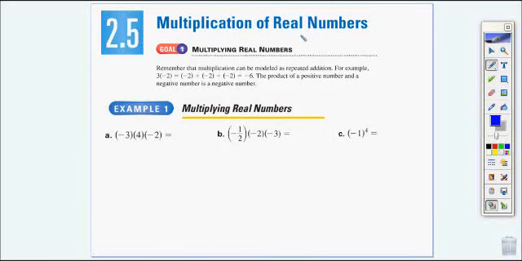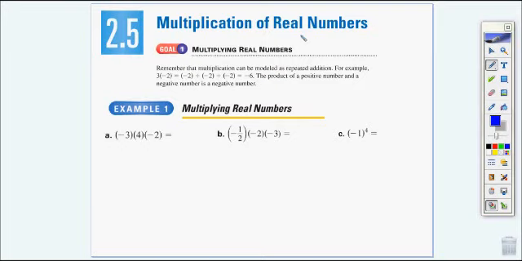5 brings us into multiplication. We'll do multiplication and division. Now actually multiplication and division are a little bit easier with rules. The problem comes in when you try to apply those rules back to addition and subtraction. So be very careful that you don't get them all mixed up.